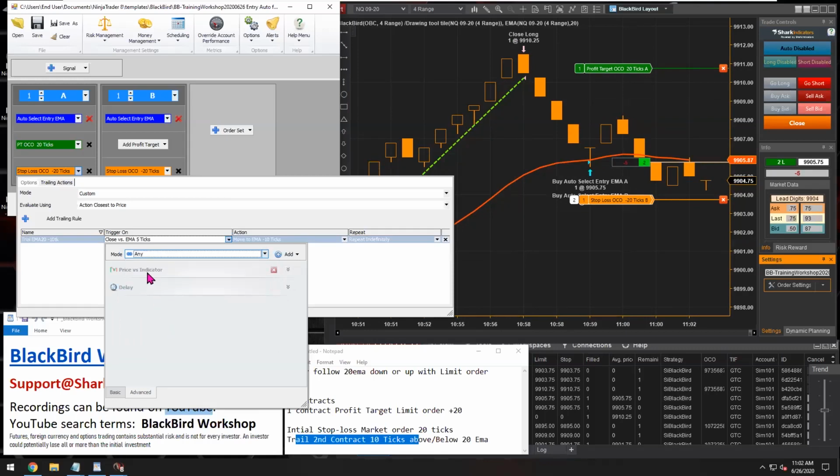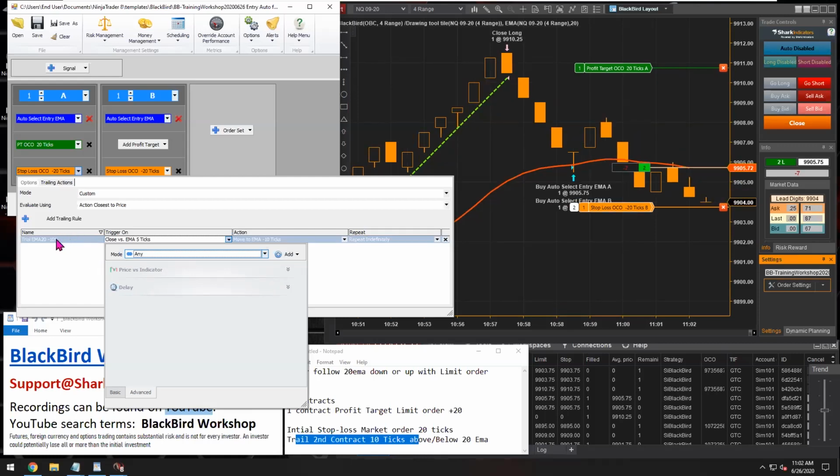Whichever one of these conditions occurs first, that's when the trailing rule would be allowed to kick in and start executing. That was the other thing I just wanted to mention: usually a lot of people want their trailing to wait for there to be at least X number of ticks of profit, and then the trailing rule can kick in.